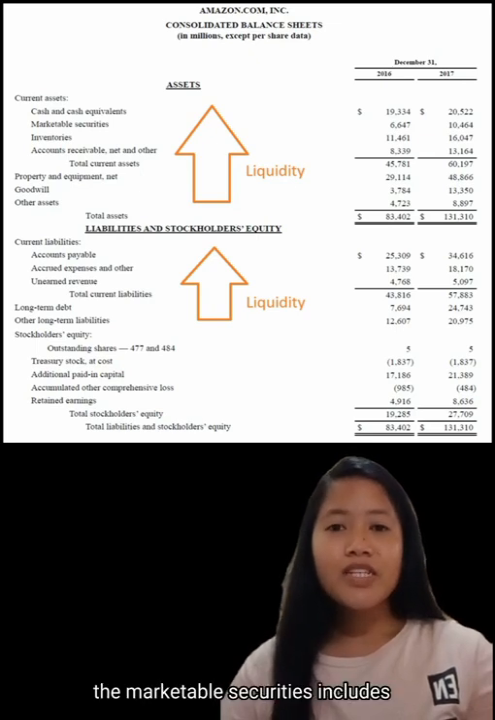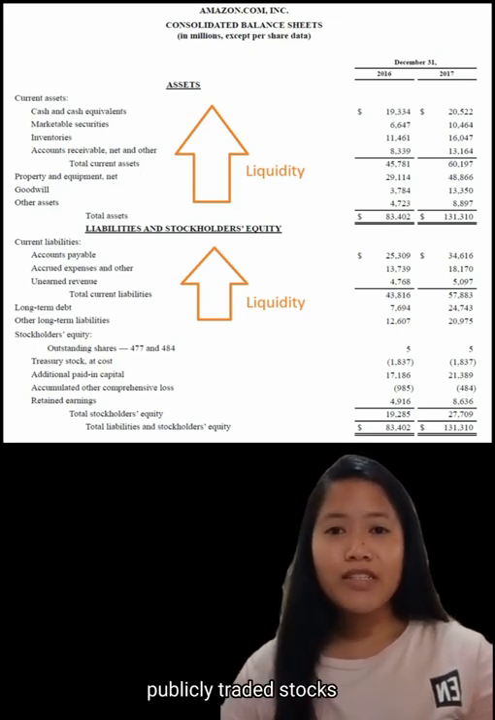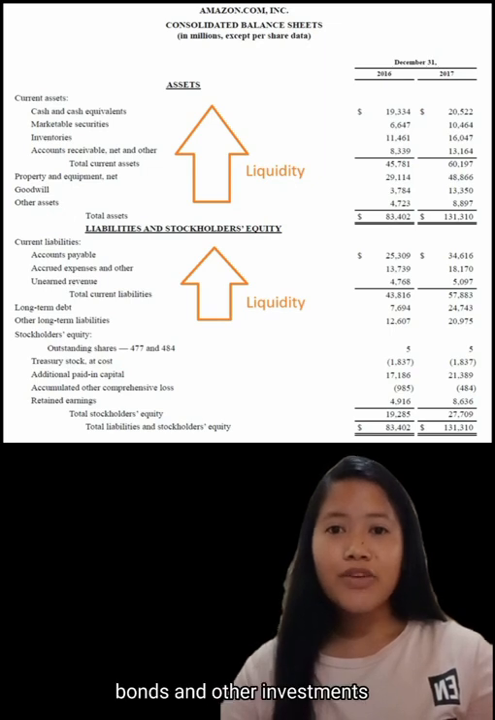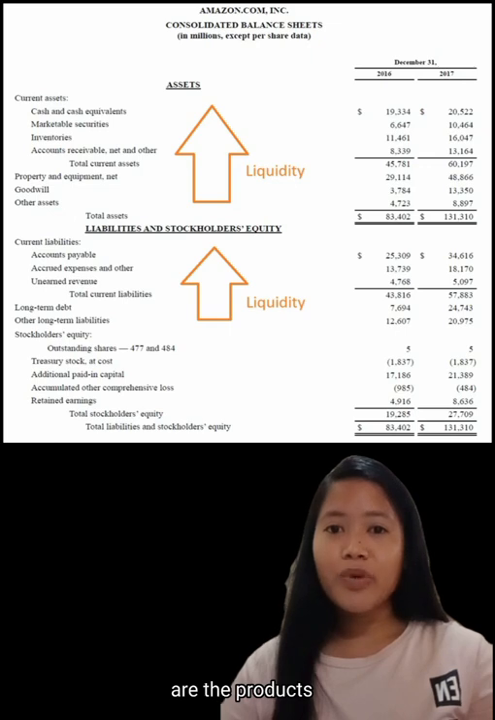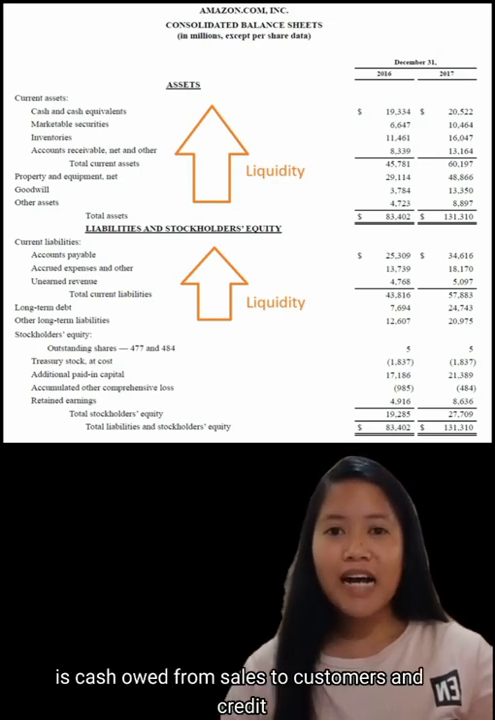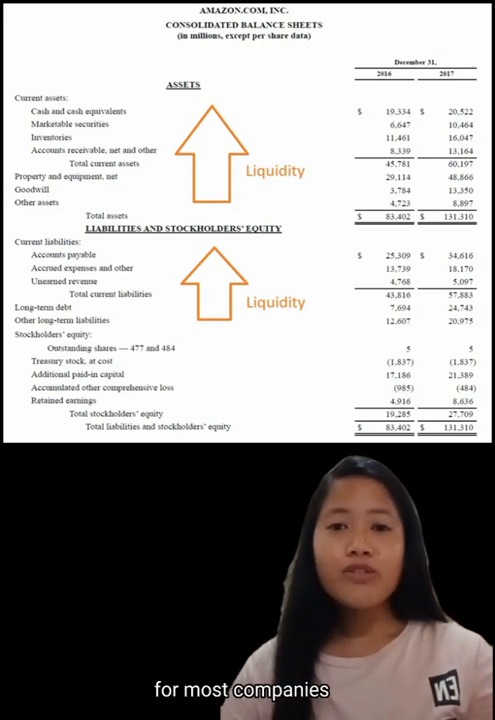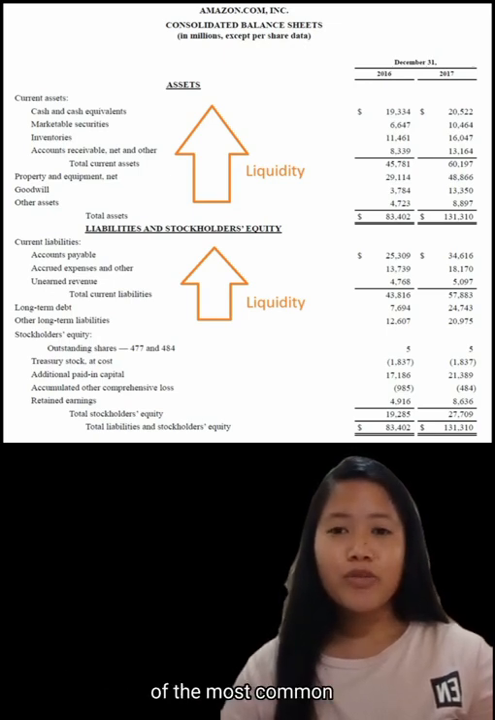The marketable securities include publicly traded stocks, bonds, and other investments. Inventories are the products, finished goods, raw materials, and so on that can be sold. On the other hand, accounts receivable is cash owed from sales to customers on credit. For most companies, these are four of the most common current assets. Their liquidity, however, can vary.